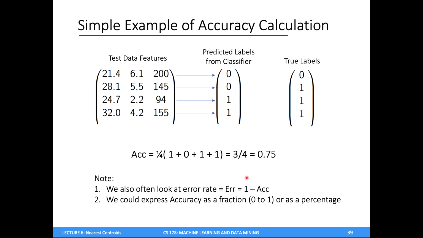I'll point out here that we also often look at what's called the error rate of our classifier. And this is nothing more than 1 minus the accuracy. So clearly we want high accuracy for our classifiers, which is the same as having a low error rate for our classifiers. It doesn't really matter too much how you actually express this accuracy. It could be a fraction, decimal, percentage, whatever you like.